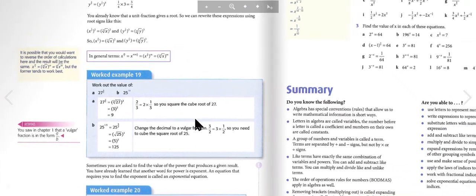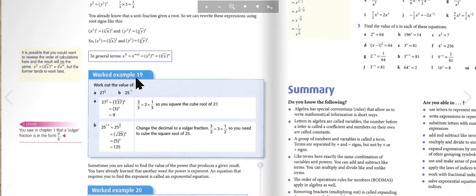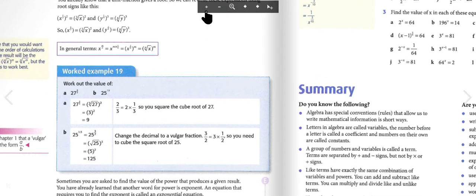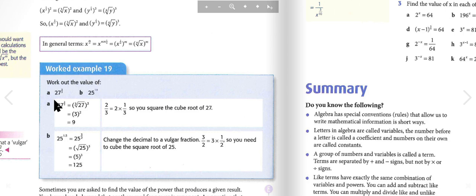Work example 19. Work out the value of 27 to the power of 2/3 and 25 to the power of 1.5. 27 to the power of 2/3 equals the cube root of 27 squared, which is 3 squared, which is 9. 25 to the power of 1.5 equals 25 to the power of 3 over 2, which is the square root of 25 cubed, or 5 cubed, which is 125.